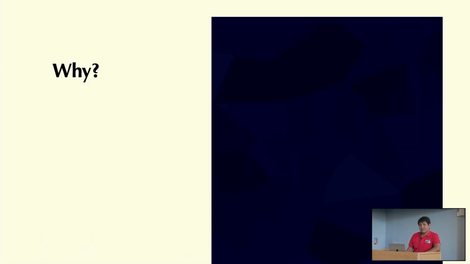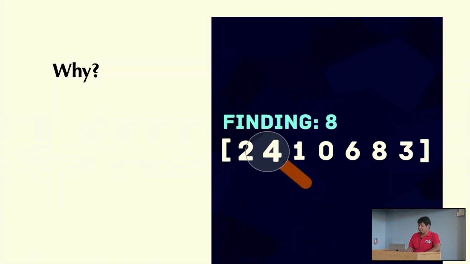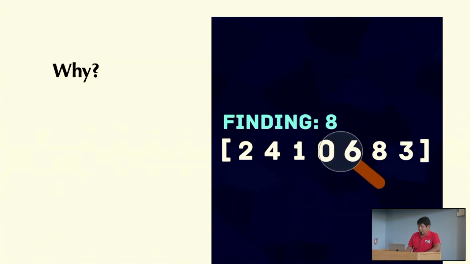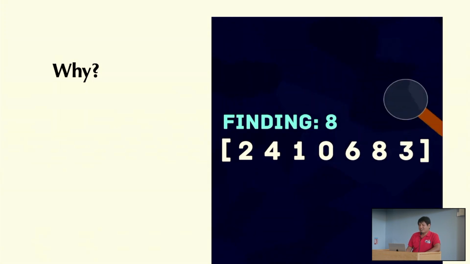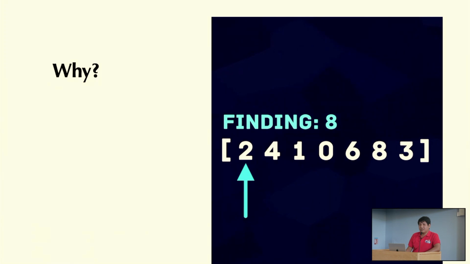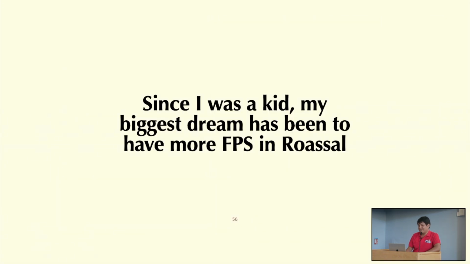So we had to understand why, and it's kind of easy because we are using a linear collection. So each time that we are going to find a new object, we have to do this kind of search in the collection. And when you have this amount of elements, it really takes time. So as a kid, my biggest dream was to have more FPS in Roassal.